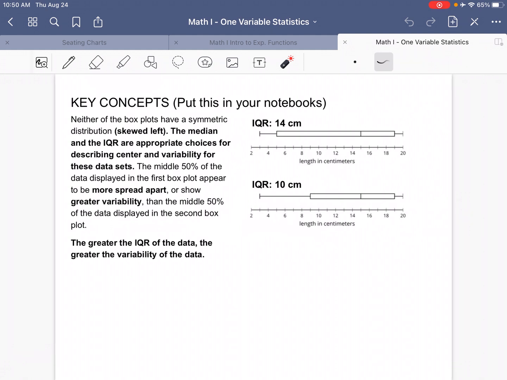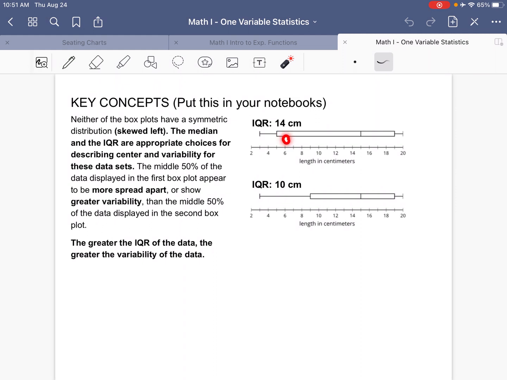We can see variability in a box plot as well by looking at the IQR. Now, neither of these has a symmetric distribution. The first one's a little more symmetric than the second one, but the way that this trails off to the left tells me that the second data set is skewed to the left. With a box plot, we're looking at median and IQR. They're always the most appropriate choices for skewed data, because, remember, when data is skewed, it pulls the mean either greater or less than that main center peak.